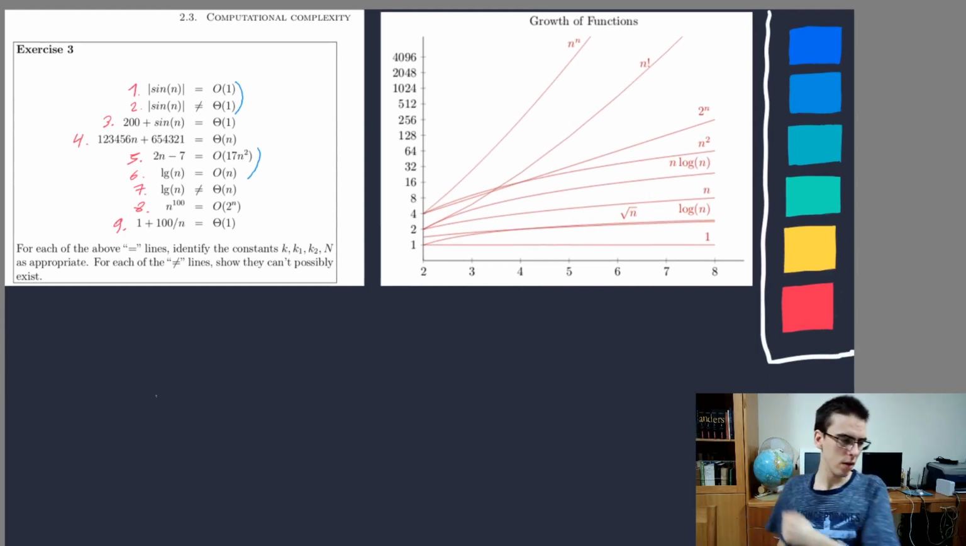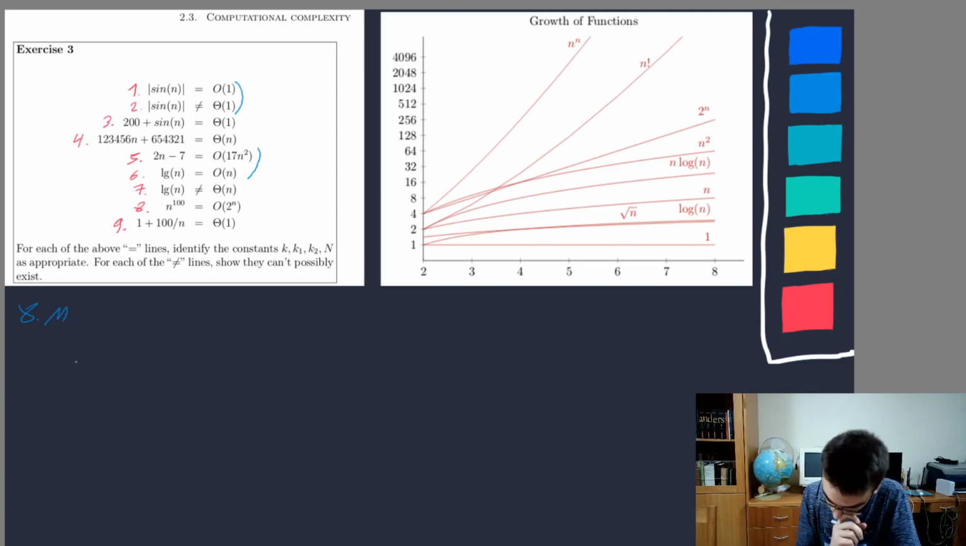Alright, so let's move on. This was 6 and 7, especially 7. Now we have 8. And we want to show that n to the 100 is going to be smaller. And note that when I say smaller, I'm talking about smaller or equal. And when I say strictly smaller, then it's just smaller. That's the terminology I usually use. So it's smaller than big O of 2 to the n.